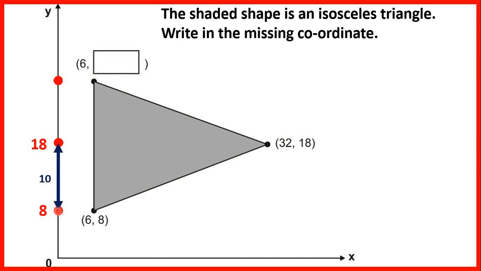So because this distance here is 10, the difference between 8 and 18 is 10, the difference here will be 10 as well, and 18 plus 10 is 28, so that's our missing y-coordinate.